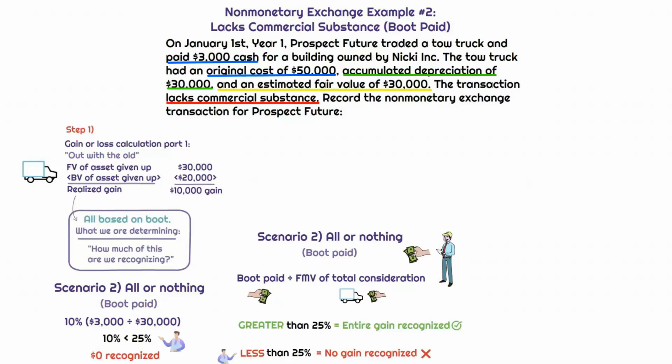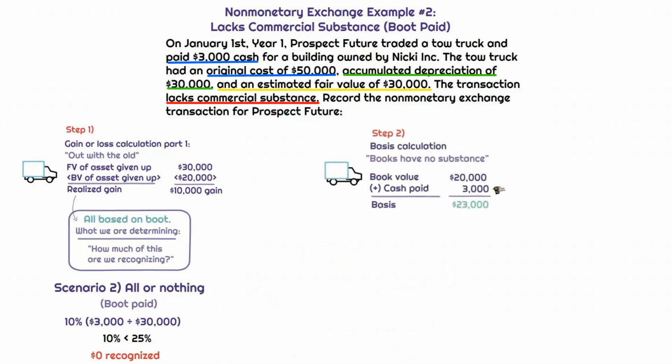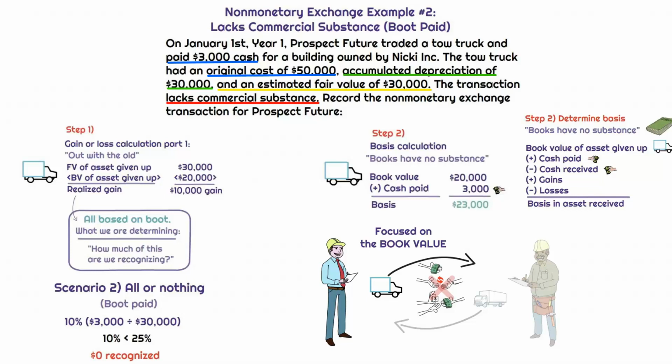So what do we think? The boot paid is greater than or less than 25% of the total consideration's fair value. Well, it's going to be less than 25%. So none of this $10,000 gain is getting recognized today. Alrighty, so we have a $0 gain. Now focusing on the basis. When thinking about the basis, again, we're remembering books have no substance. So the book value is where we're starting. The book value we determined in step 1 was $20,000, and we're going to add to this any cash paid. We know that $3,000 is the cash amount that is paid. So the basis is $23,000. No gains or losses are impacting this calculation. So we have a hard stop at $23,000.